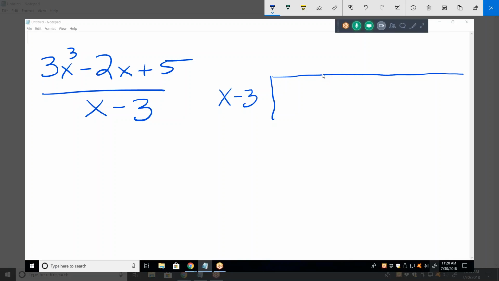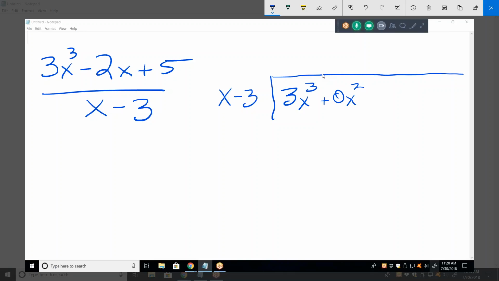And I'm happy to go over synthetic if you want to just review it, but tell me what I need to write. Let's first of all do long. We're going to review your long division. Tell me what to write as the dividend. 3x cubed plus 0x squared minus 2x.